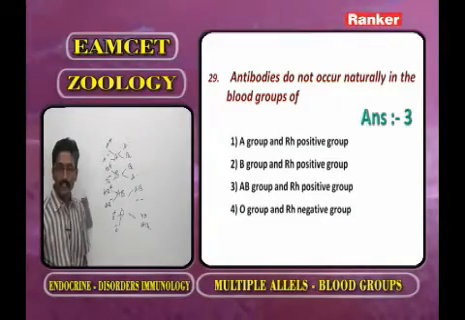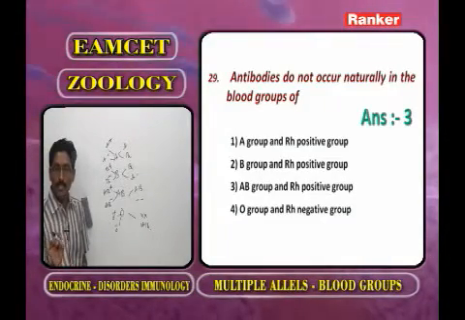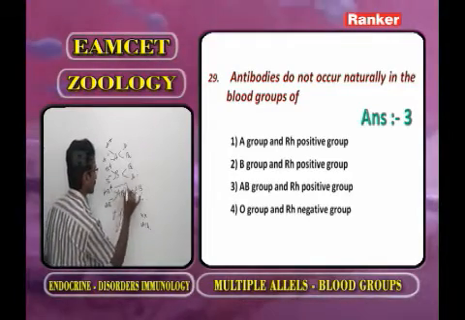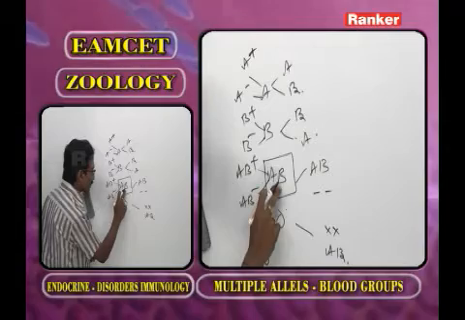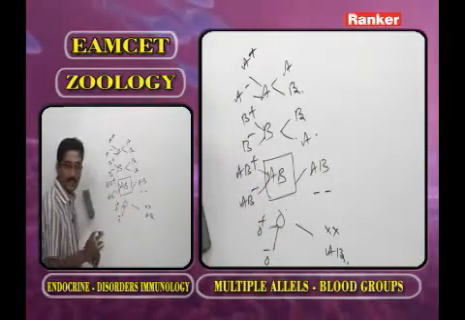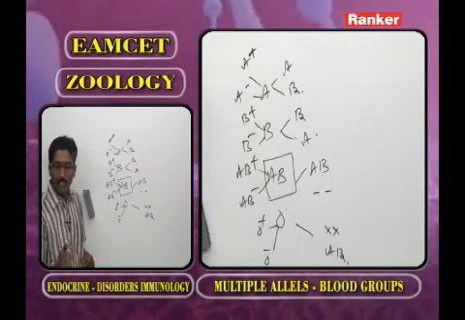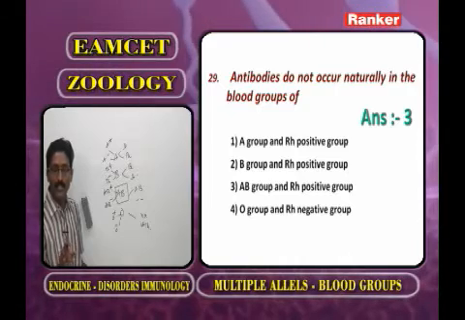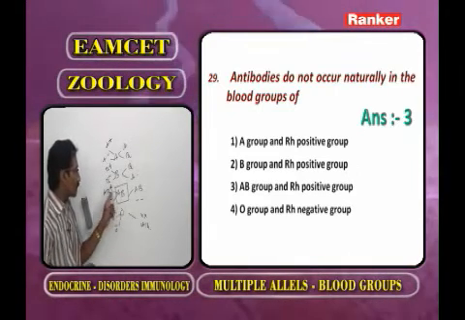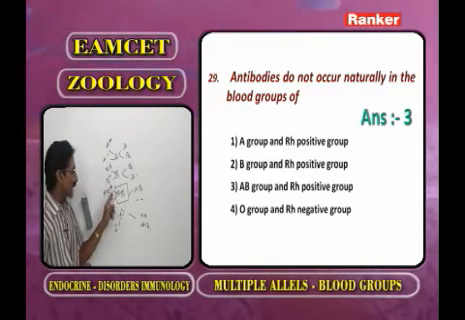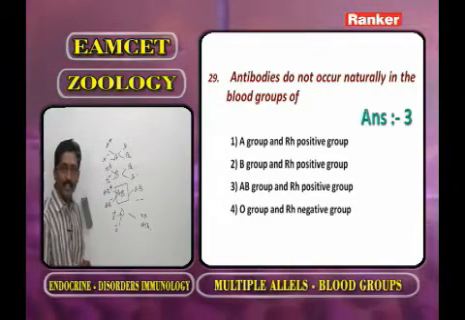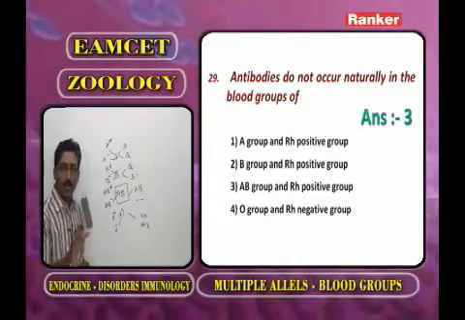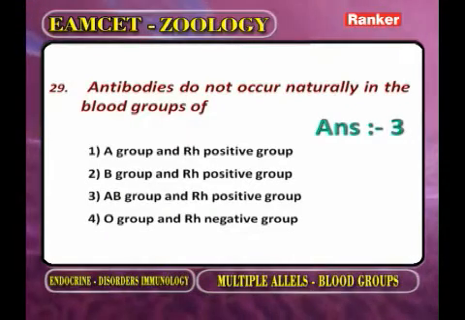Here what are they asking? Antibodies do not occur. Now, as we observe the AB blood group, in the AB blood group plasma, no antibodies. Antibodies do not occur naturally in the blood groups of AB positive. In the AB positive, A antigen, B antigen, Rh antigen, three are present, but no antibodies. Now the answer is the third one, AB positive.